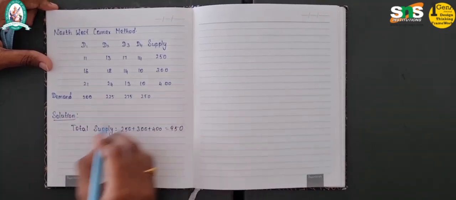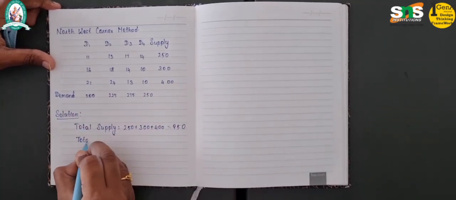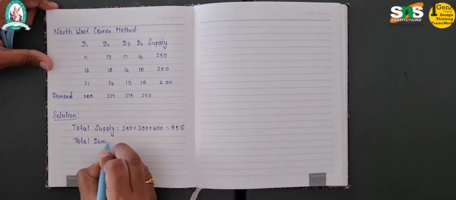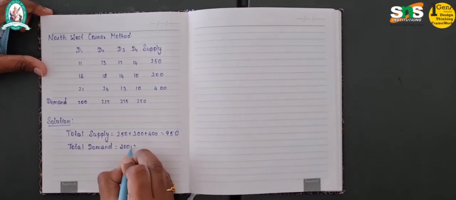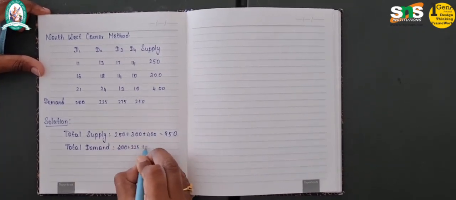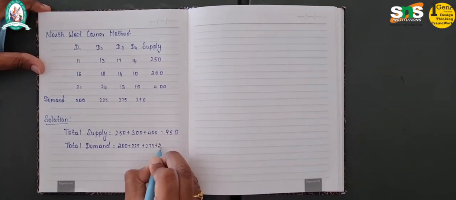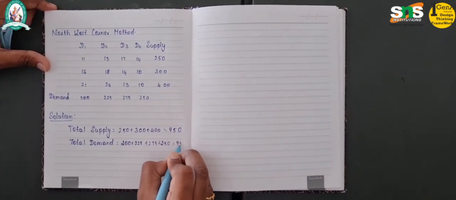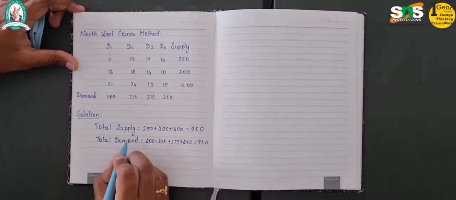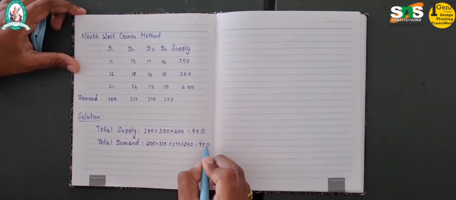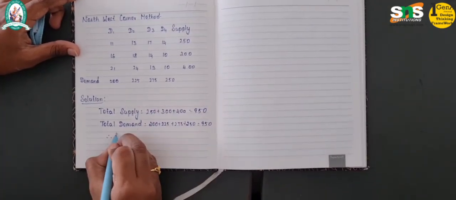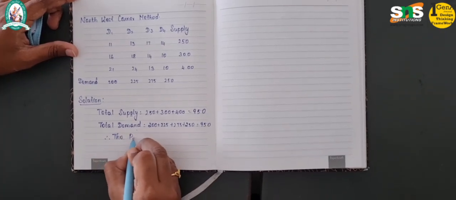Likewise, we have to add the demand values also. So the total demand will be, by adding all those, again we get an answer as 950. Here the total supply as well as the total demand, we get the same answer as 950. So therefore the problem is balanced.